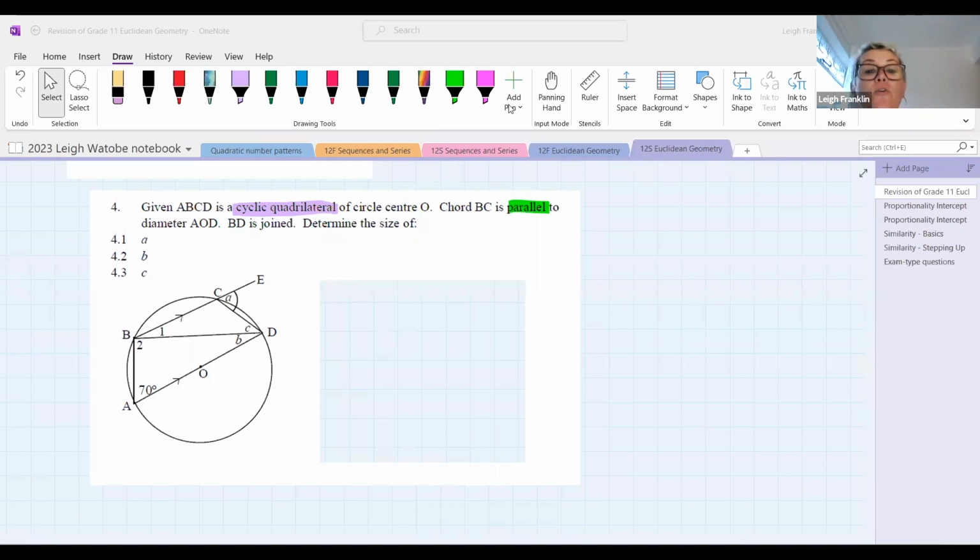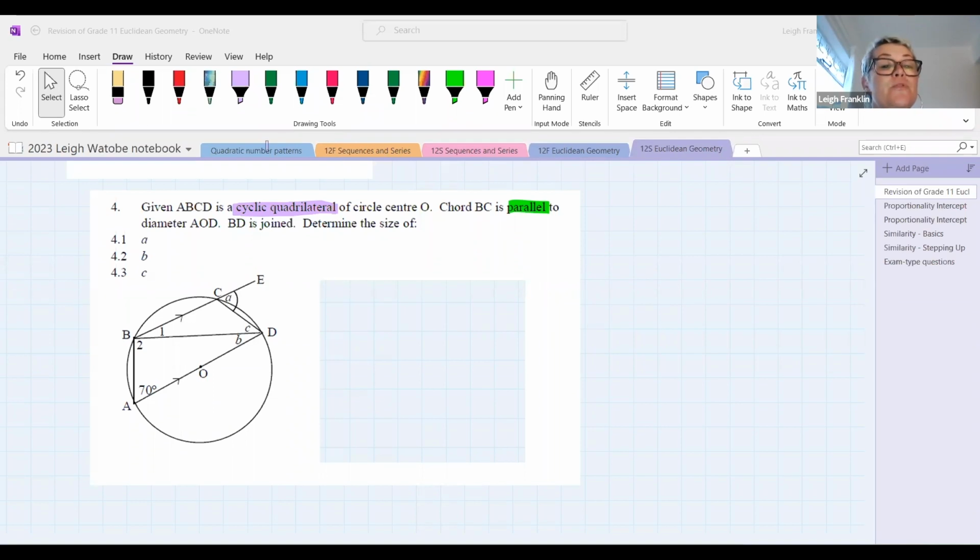Yeah, that's right. Florby says the circle must touch. Yes, the quad must touch all sides of the circle. Quite right. Opposite angles must equal 180. Absolutely. They've got to add up to 180.